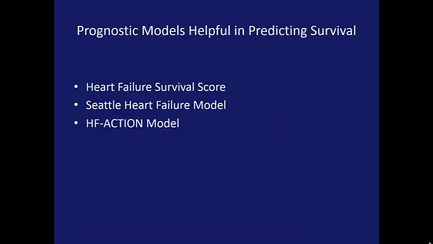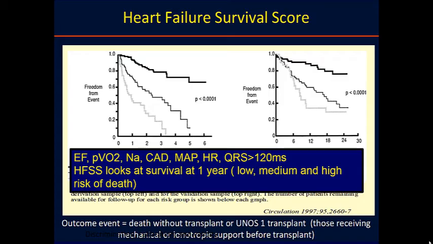We have different prognostic models to try to help us predict survival, but they're kind of difficult to use in our patient population. We have the heart failure survival score, where we put in several variables to determine what their risk is, low, medium, or high. If they're high risk, these are the patients that we'll consider for transplantation.